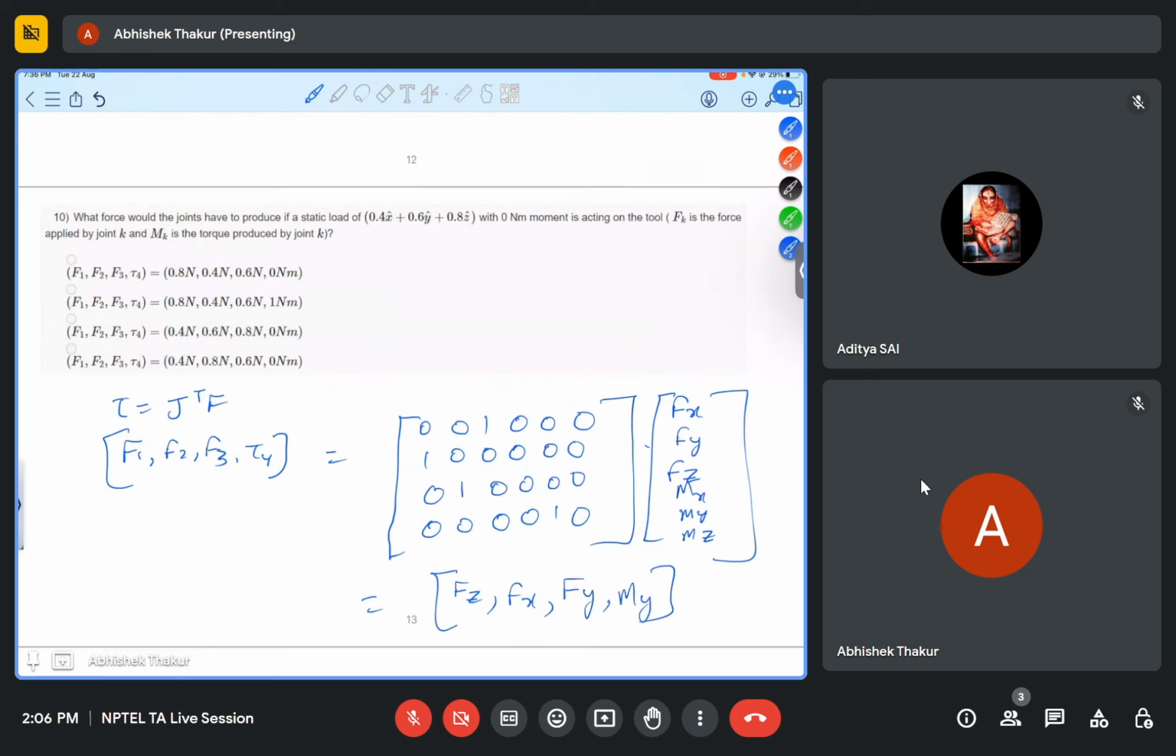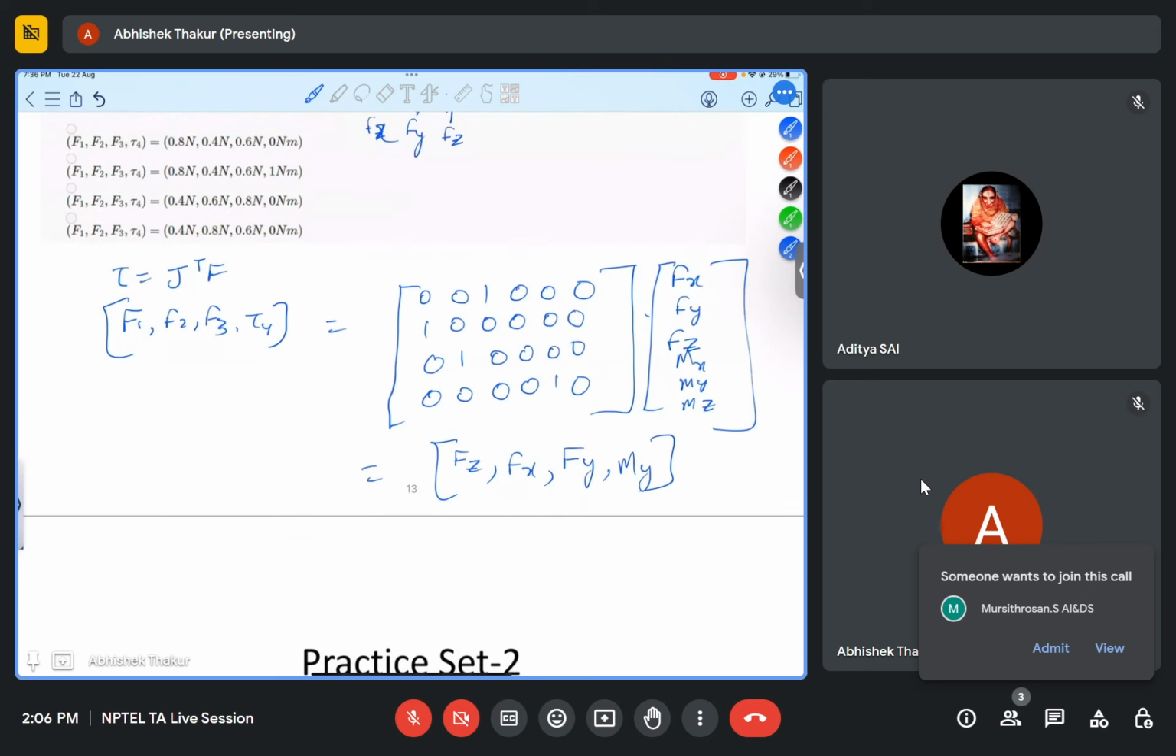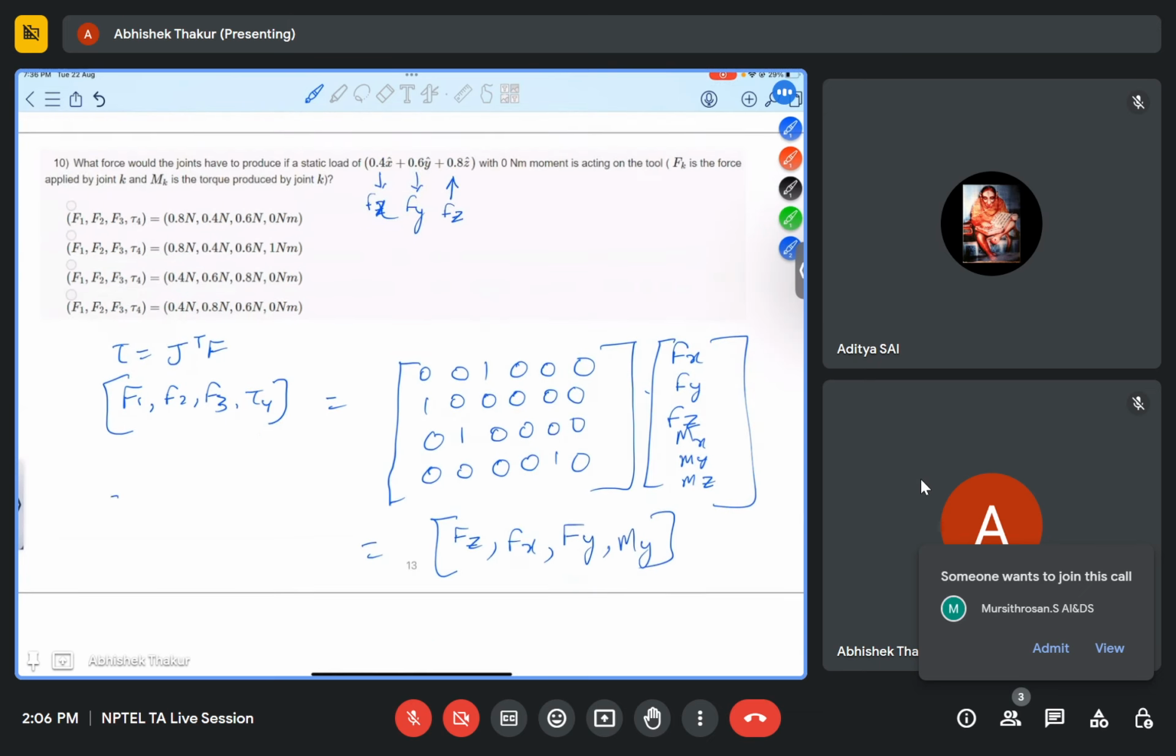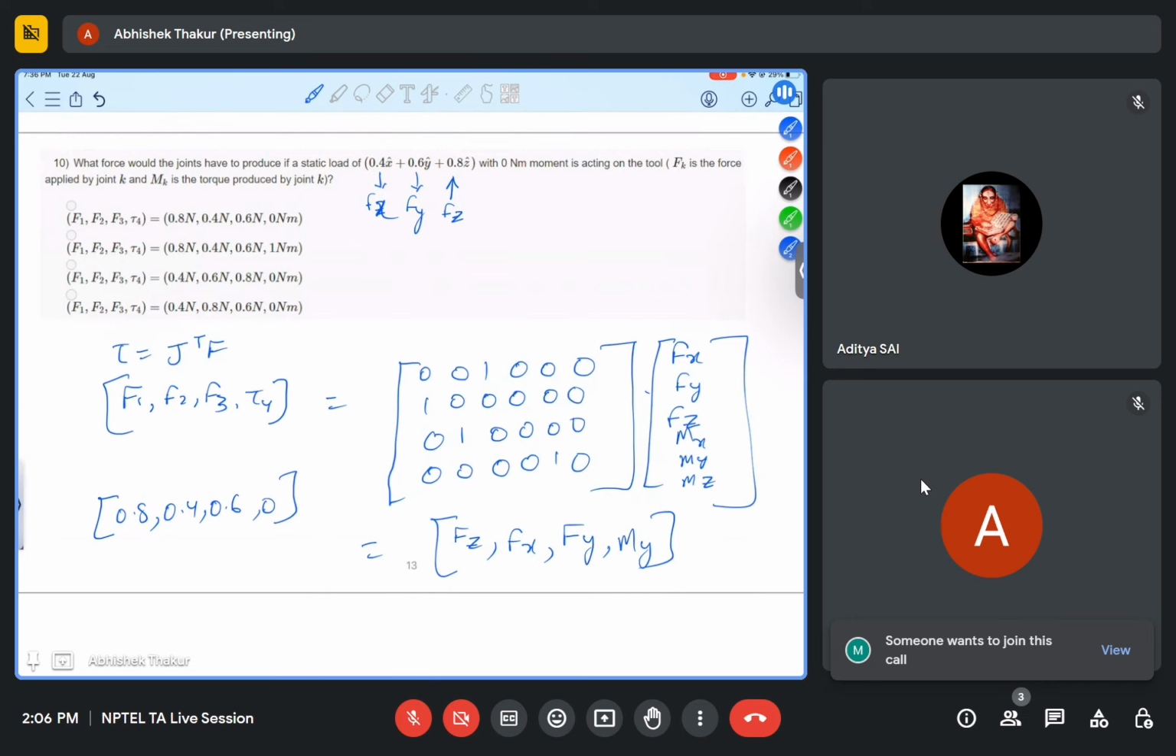So in this question, Fx is given as 0.4, Fy is given as this, and Fz is given as this. So our Fz is 0.8. So F1 is equal to 0.8, comma, Fx is 0.4, Fy is 0.6, and My is 0 newton-meter. So the correct option is 0.8, 0.4, 0.6, and 0. So option A is the correct answer for this question.